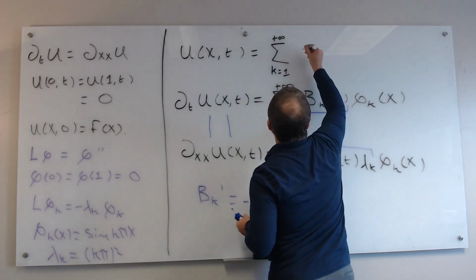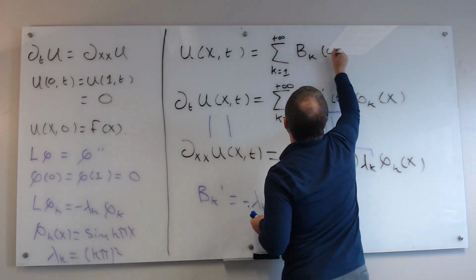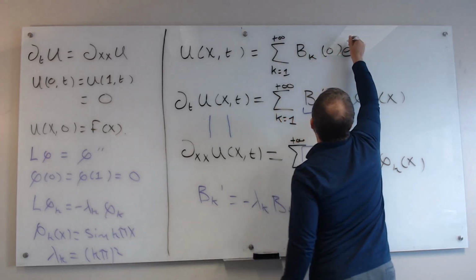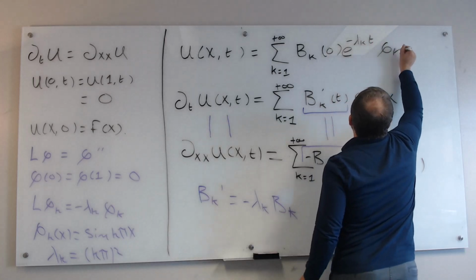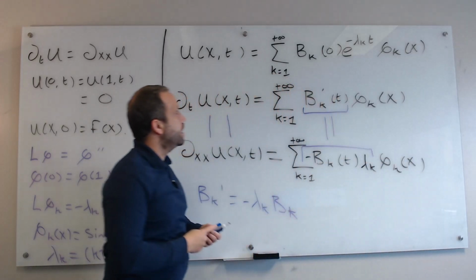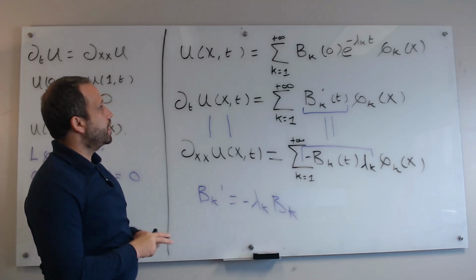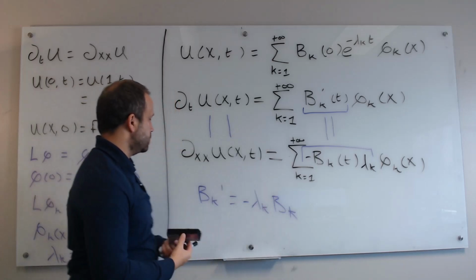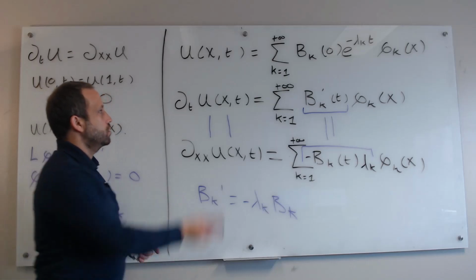So now I'm going to come up here and record this information. bk of t is equal to bk of 0 times e to the minus lambda k t times phi k of x. And again, I want to keep things generic at this point. All right, well, the next thing that I need to do is figure out what bk of 0 is. So bk of 0 corresponds to t being equal to 0.